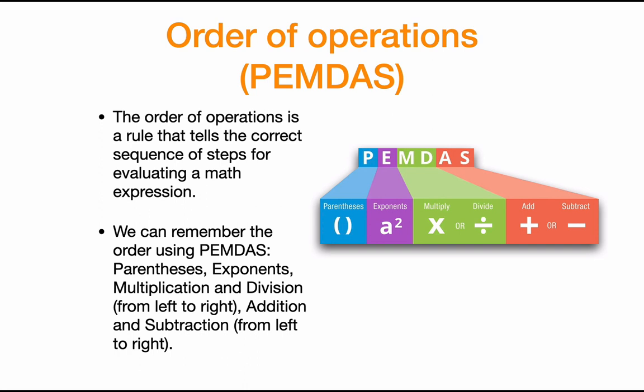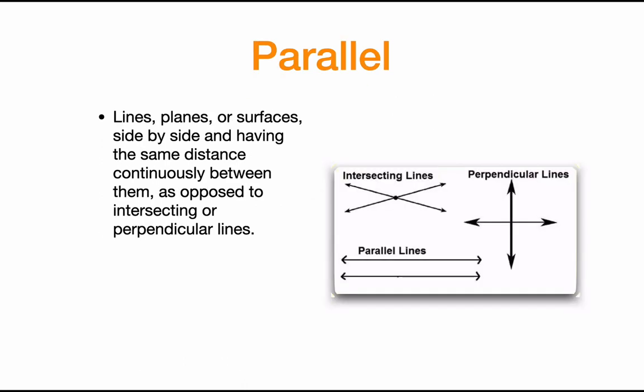Order of operations, PEMDAS. The order of operations is a rule that tells the correct sequence of steps for evaluating a math expression. We can remember the order using PEMDAS: parentheses, exponents, multiplication and division from left to right, addition and subtraction from left to right. Parallel, lines, planes, or surfaces, side by side and having the same distance continuously between them, as opposed to intersecting or perpendicular lines.